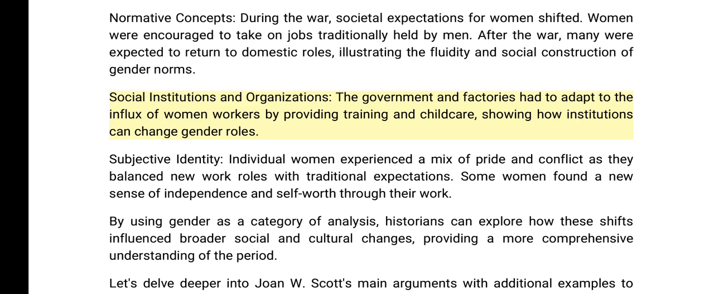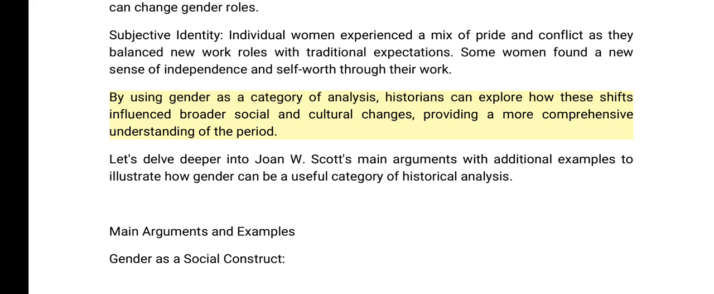Social institutions and organizations: the government and factories had to adapt to the influx of women workers by providing training and childcare, showing how institutions can change gender roles. Subjective identity: individual women experienced a mix of pride and conflict as they balanced new work roles with traditional expectations. Some women found a new sense of independence and self-worth through their work. By using gender as a category of analysis, historians can explore how these shifts influenced broader social and cultural changes, providing a more comprehensive understanding of the period.